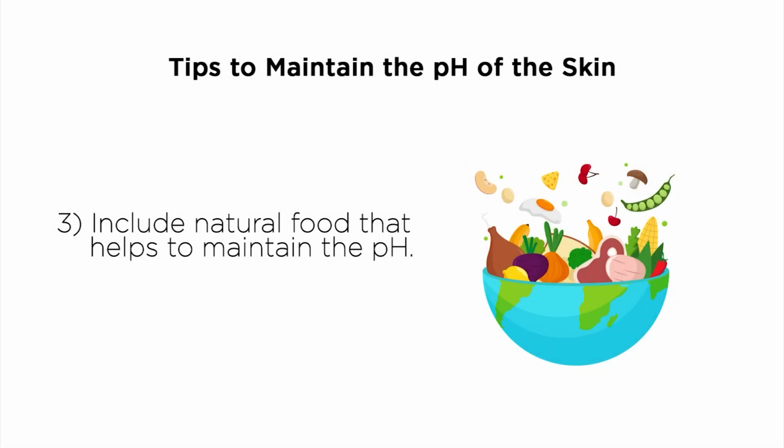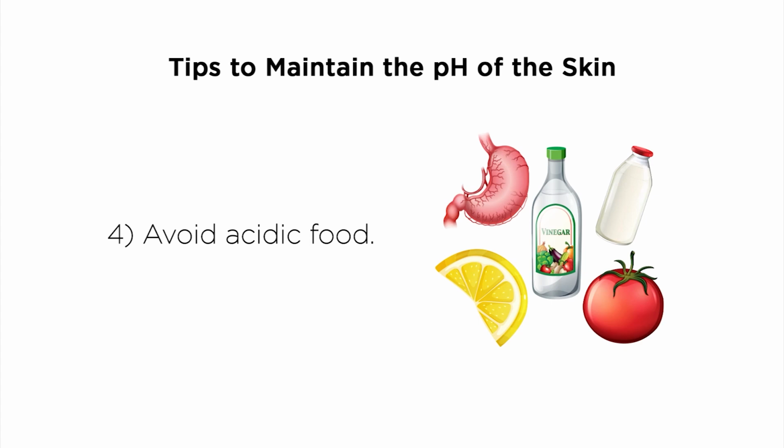Third, include natural food that helps to maintain the pH. We should eat natural, unprocessed and nutrient-rich food to maintain the pH of the skin. Next, avoid acidic food. If our food intake is somewhat more on the acidic side, for example, eating too much meat, poultry, cheese, dairy, heated baked goods, white bread, caffeine, our body needs to work more to neutralize these food to balance our body's pH.